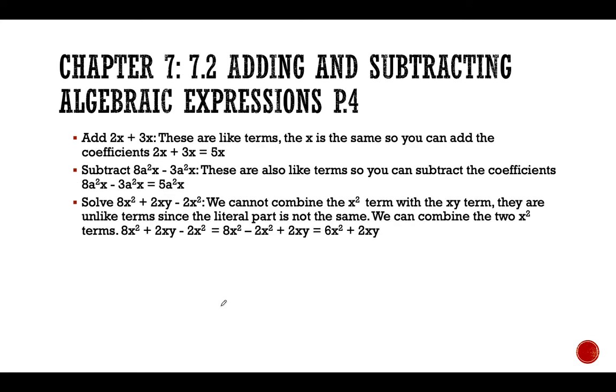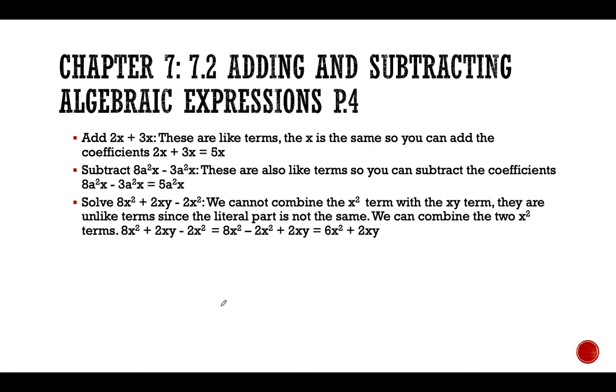Add 2x plus 3x. These are like terms because their literal part x is the same, so you can add the coefficients. 2x plus 3x equals 5x. Now, subtract 8a squared x minus 3a squared x. These are also like terms because their literal parts, a squared x, are exactly the same, so you can simply subtract the coefficients. 8a squared x minus 3a squared x equals 5a squared x.